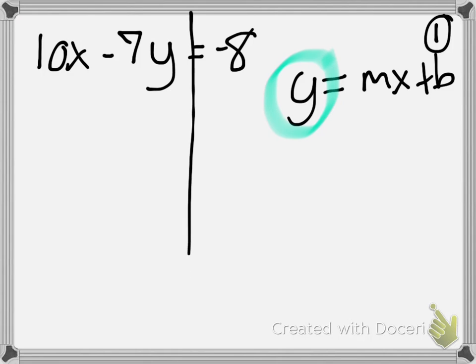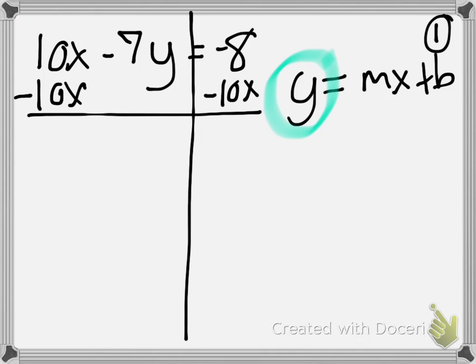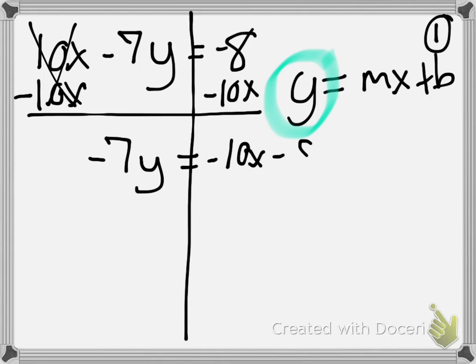So once we've got y by itself, it should be set up for us to use in another manner. So I'm going to draw my line here. And like I said, my goal is to get y by itself, even without the 7. So my first step is to subtract 10x. Now the reason we don't divide there is because we want the x to go with the 10. If I divide, the x stays over there. So that cancels out. Now I have negative 7y equals negative 10x minus 8.